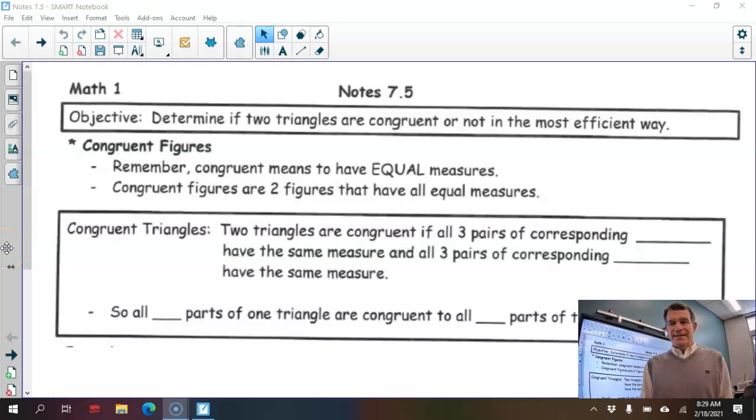Hey, Math 1. Today we are doing Chapter 7, Section 5. We're continuing to progress towards being able to do full geometric proofs. And today we're going to learn a little bit about proving that two triangles are congruent to each other. So let's get going.